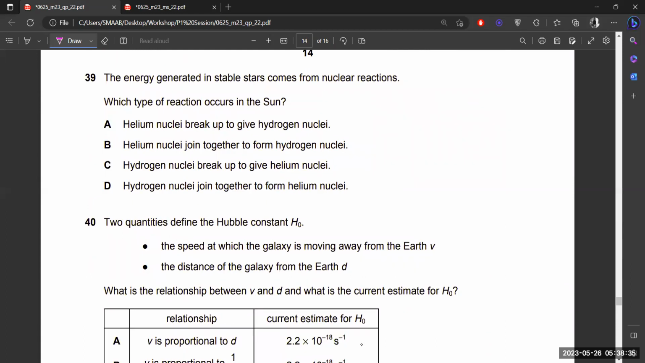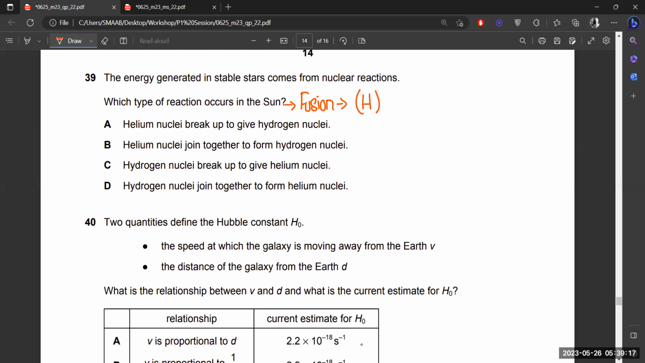Okay, 39. The energy generated in stable stars comes from nuclear reactions. Which type of reaction occurs in the sun? Again, if you remember the concept of the stability of the star and the topic of star formation, in that process we studied that hydrogen is used as a fuel for the nuclear fusion reaction on the sun, because the sun is based on nuclear fusion. The fusion reaction starts with the help of hydrogen. Hydrogen nuclei are used as a fuel for the fusion reaction on the sun.